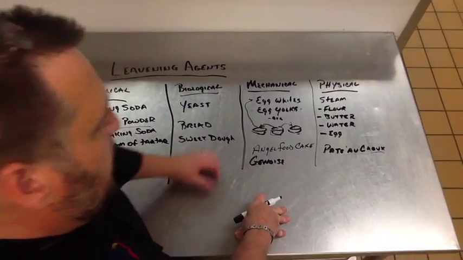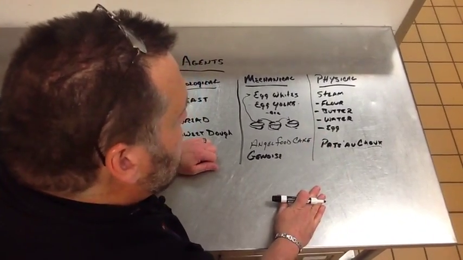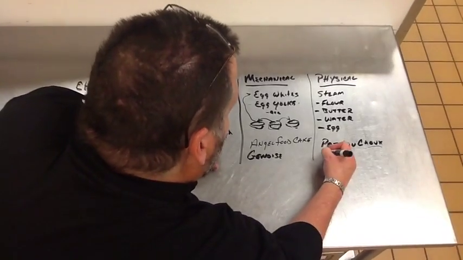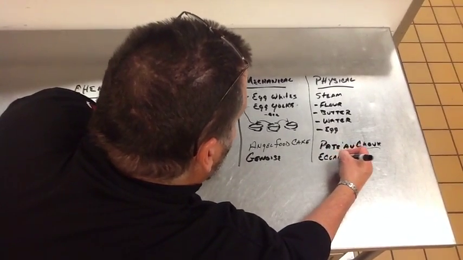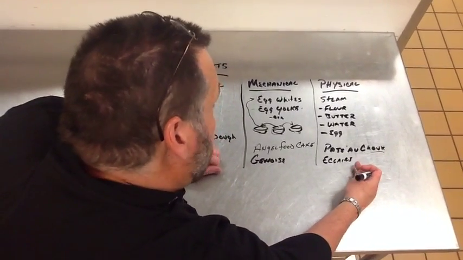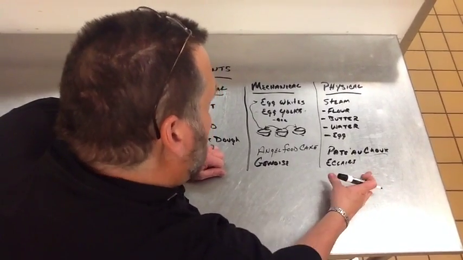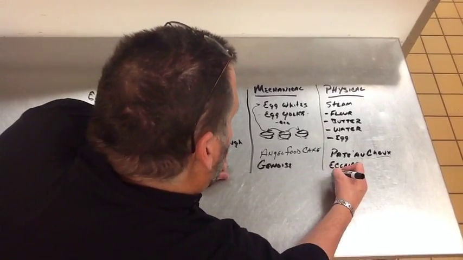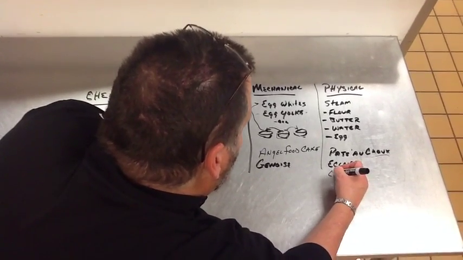And the reason we call it pâte à choux is because we make several things from this. One, we can make eclairs, which would be filled with a pastry cream filling and also ganache top. Or we could make cream puffs and then dust them lightly with powdered sugar.